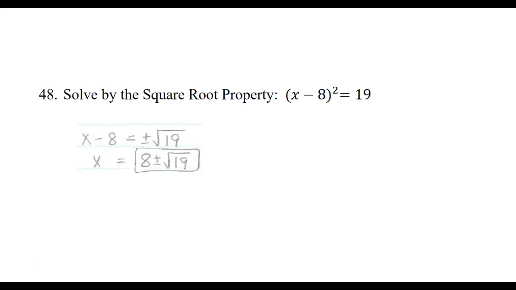Number 48, solve by the square root property. So this says something squared equals some number. And when you see something like that, you can say, okay, the something equals plus or minus the square root of that number. So x minus 8 squared equals 19 means that x minus 8 itself equals plus or minus the square root of 19. And to finish solving and get what x is equal to, we just add 8 to both sides, and x equals 8 plus or minus the square root of 19. So those are the 2 solutions. One of the things that x can be is 8 plus the square root of 19, and the other solution is 8 minus the square root of 19.